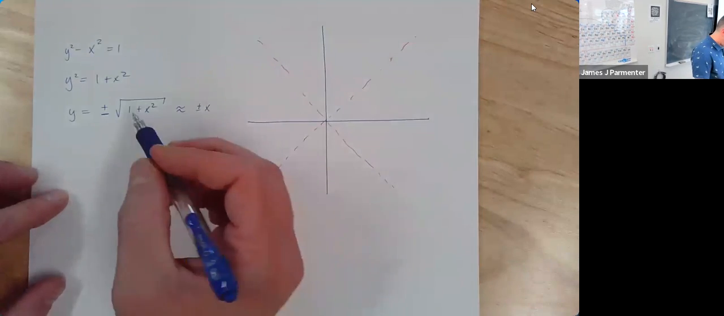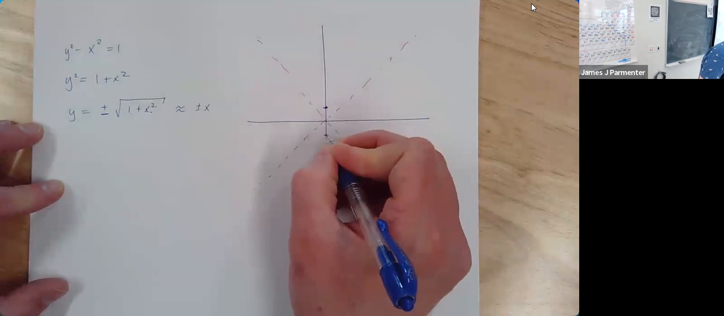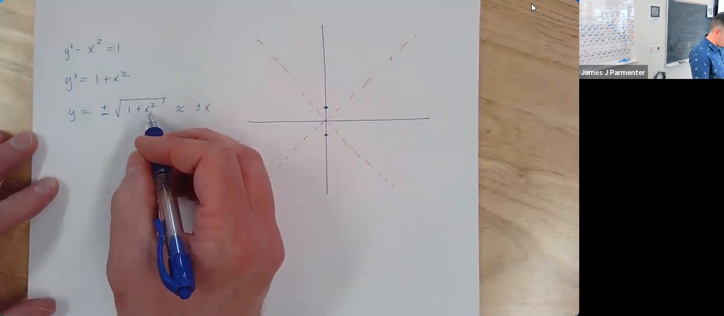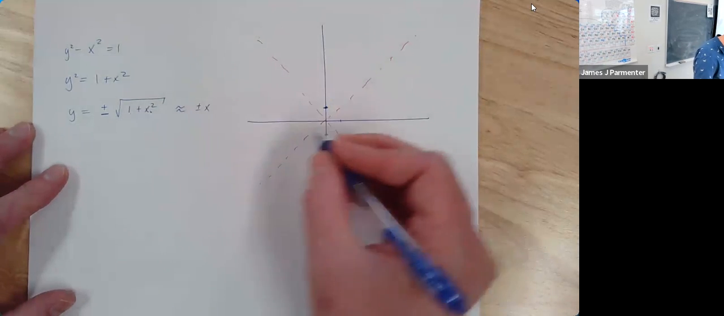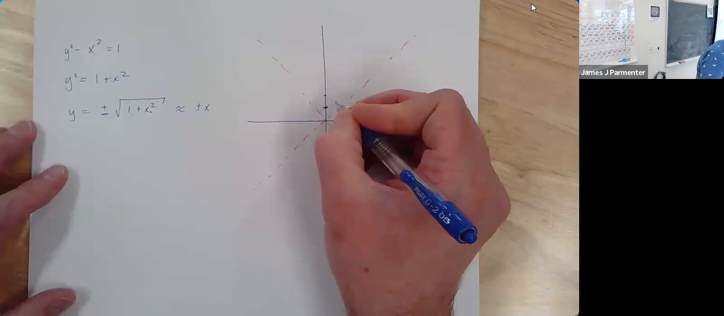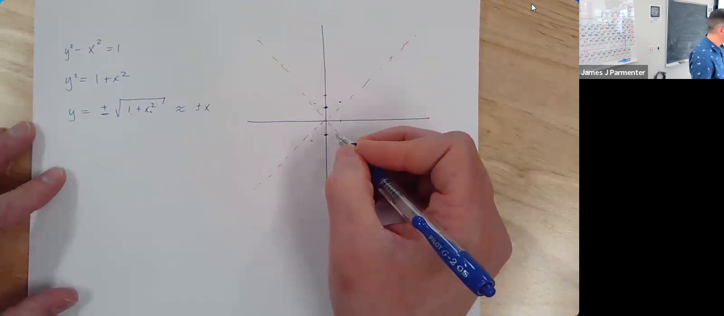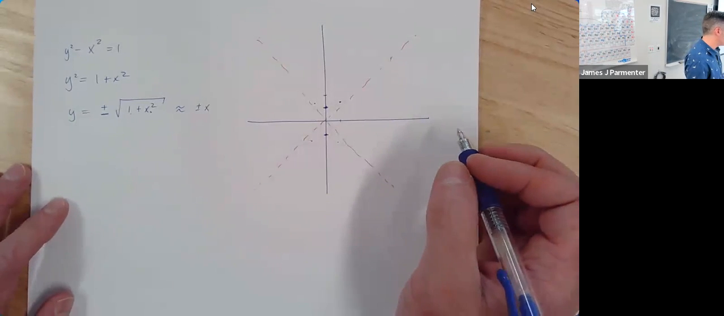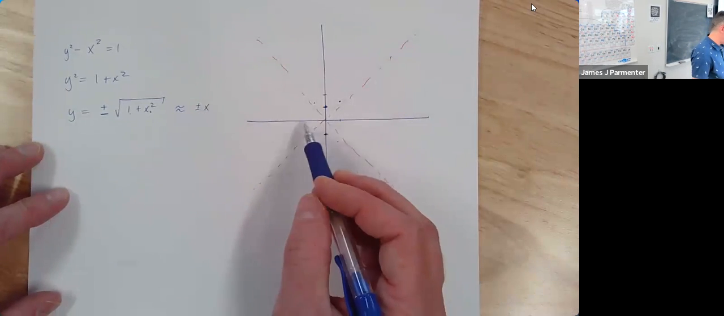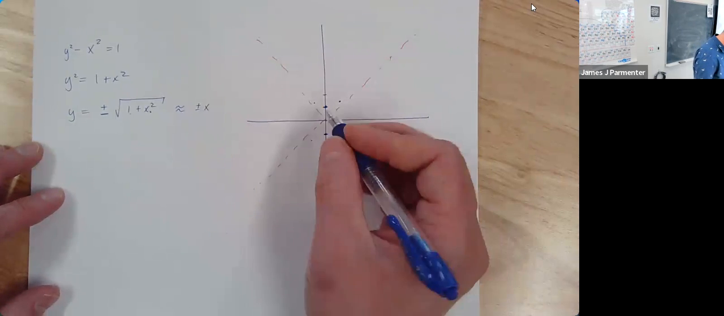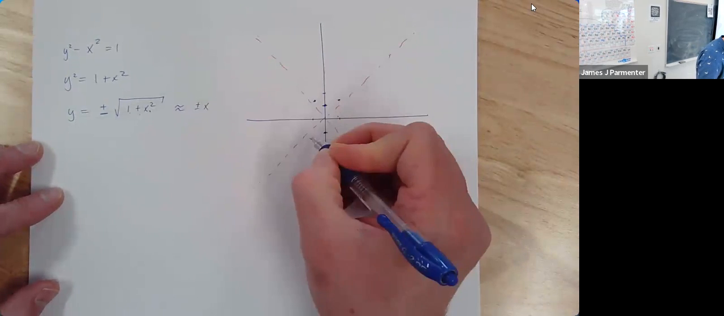Let's see, if x is 0, y is plus or minus 1. And if x is, say, 1, y is going to be plus or minus root 2. Root 2 is about 1.4, so I'm looking at maybe there-ish. As x gets larger and larger, the y values also get larger and larger, closer and closer to that value. And x could be positive 1 or negative 1, because we're squaring it. So if x is 1, y is plus or minus root 2, and if x is negative 1, y is also plus or minus root 2.